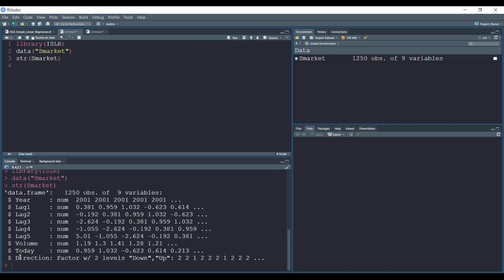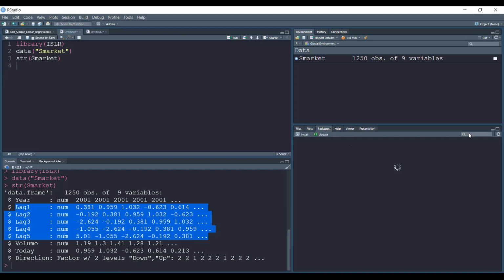And we're probably going to predict the direction if a stock goes up or down. We have 1250 observations. We have year, lag 1, lag 2, lag 3, lag 4, lag 5, volume, and today. So the lag is probably the movement, if I had to guess, is probably the movement over the past 5 days. Let's have a look.